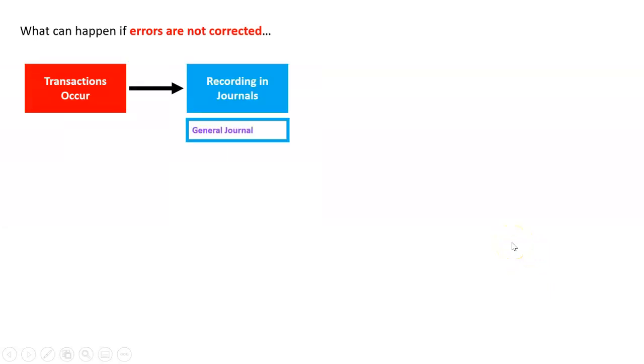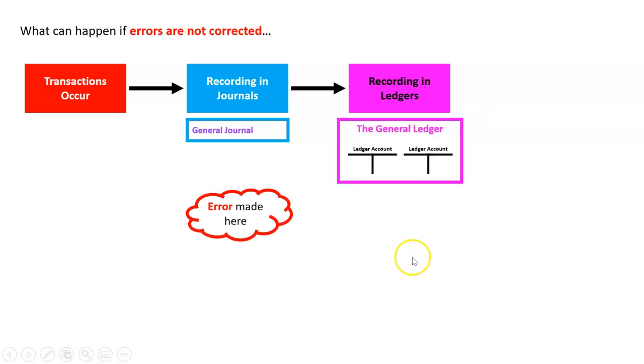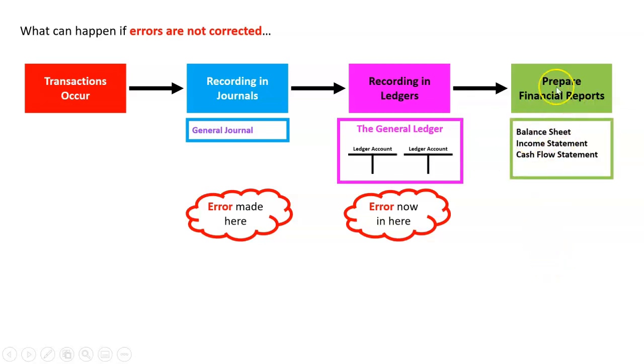Well, let's look at our accounting process. Transactions happen. We record them in journals, which in this case is the general journal. Then we make an error there. So when we do our general ledger, we take the transaction from the journal and put it in the ledger, and there's now an error in the trial balance or in the ledger accounts. Therefore, we're probably going to flow through to an error in the financial reports, and now we're going to make really bad decisions because those reports are wrong.